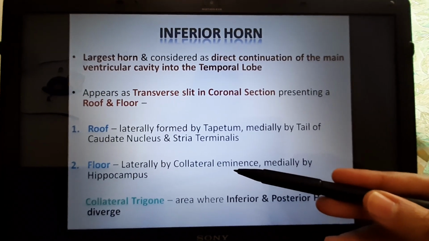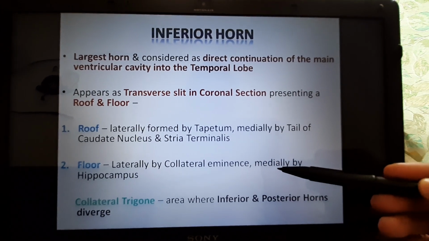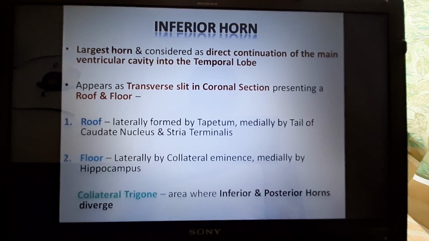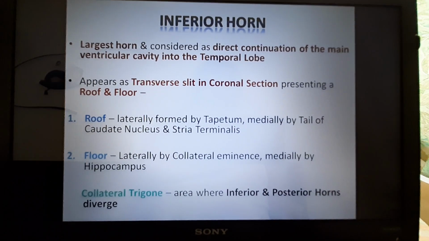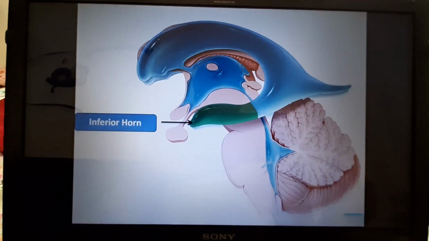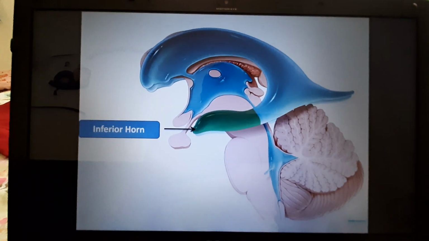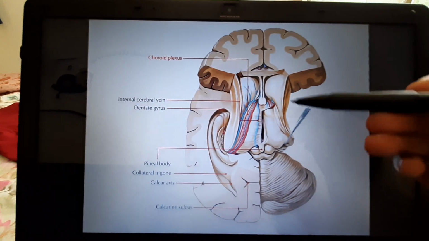Collateral eminence is due to the collateral sulcus. And medially the floor is occupied by the hippocampus. So the area where the inferior and posterior horn diverge is called the collateral trigone. So this is the inferior horn, shaded in green. We again come back to the same diagram.